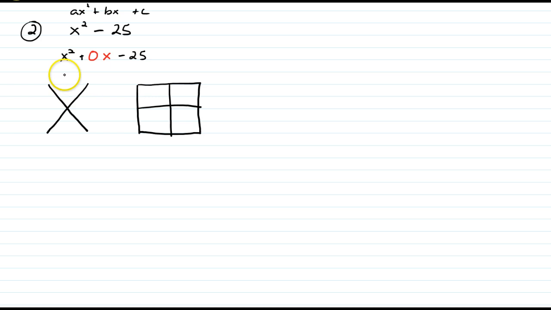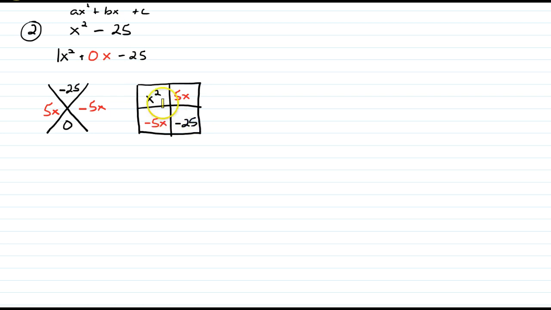All right, so again, we take this first number times the last number, put it on top, negative 25. And we take the middle number and put it on the bottom. And so now what numbers multiply to negative 25 but add to 0? And so we're going to have a 5 and a minus 5. So we'll put 5x minus 5x. And so our first number goes in the first box. Our last number goes in the last box.